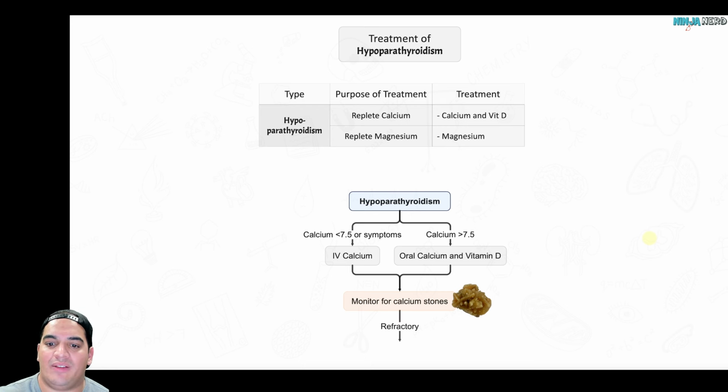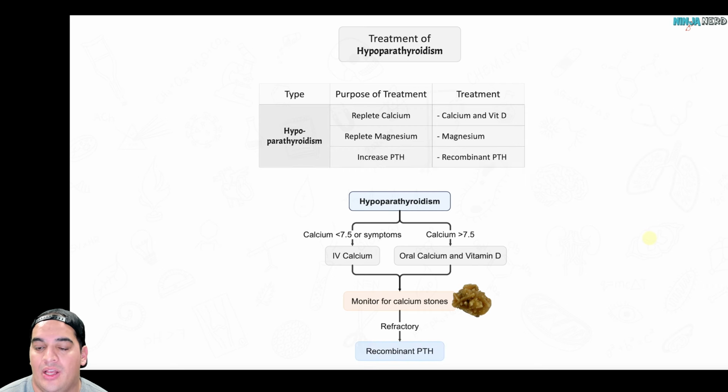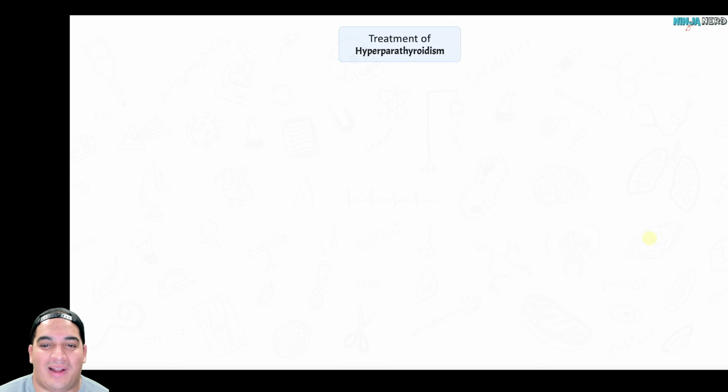In patients who you give calcium, you give vitamin D, they're still not getting better. You check their magnesium, oh, it's deficient. I give them magnesium, but they're still having hypocalcemia. They're still refractory to this. Then you can give them PTH, all right? So you can give them recombinant PTH only in that scenario if they have refractory hypocalcemia and symptoms despite medical management. All right, what about hyperparathyroidism?